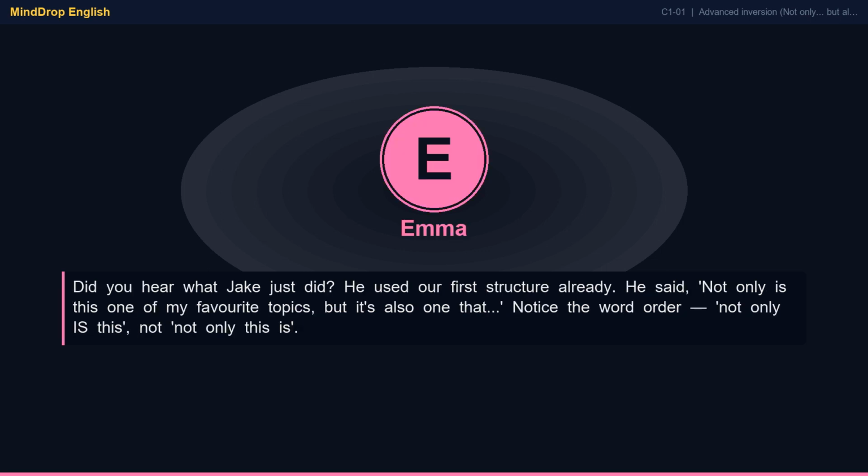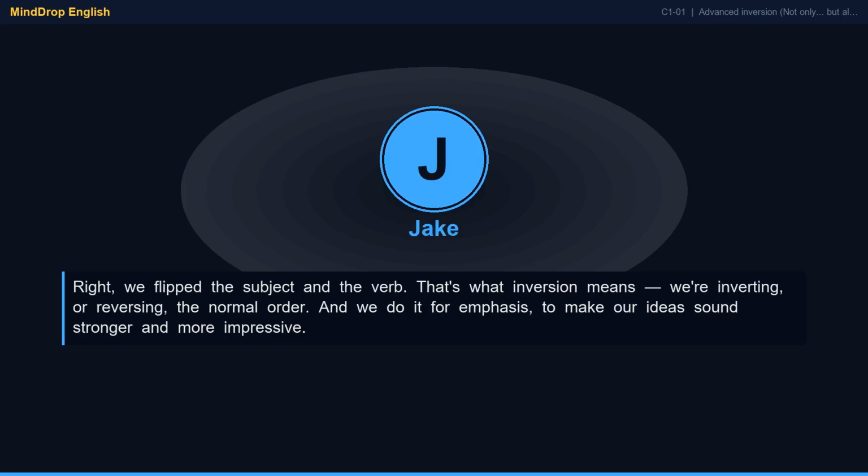Did you hear what Jake just did? He used our first structure already. He said, not only is this one of my favorite topics, but it's also one that. Notice the word order. Not only is this, not only this is. Right, we flipped the subject and the verb. That's what inversion means. We're inverting or reversing the normal order. And we do it for emphasis, to make our ideas sound stronger and more impressive.